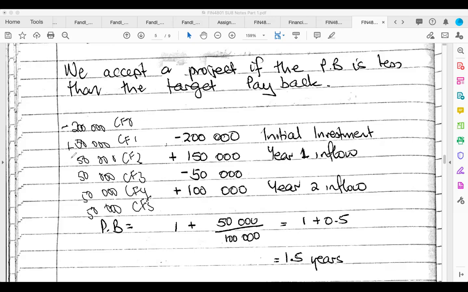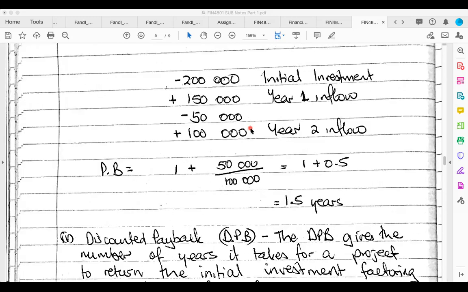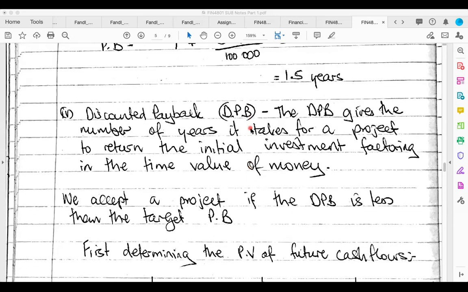If you have uniform cash flows, you don't have to create that table that I created. You can just say the initial investment divided by the uniform cash flow. So in this case, it would be 200,000 divided by 50,000, and you would just get 4 years as your payback. You can still use the table, but it's not necessary. You can just divide the cash outflow by the cash inflow.